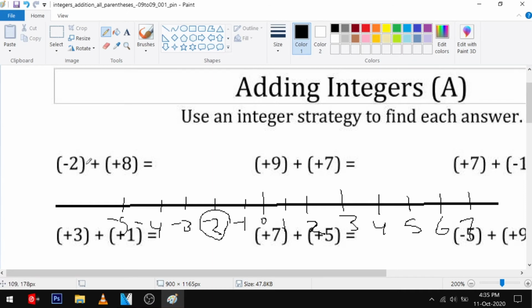If I add +8, am I going to go to my right or am I going to go to my left? Because it's a positive number, I'm going to move to the right where the positive numbers are, right? So I am going to go how many times? 8 times. 1, 2, 3, 4, 5, 6, 7, 8. So my answer there is +6. Okay?